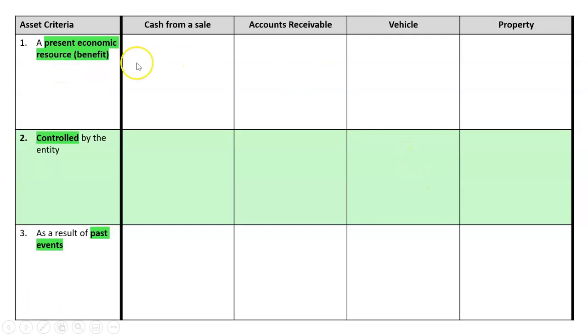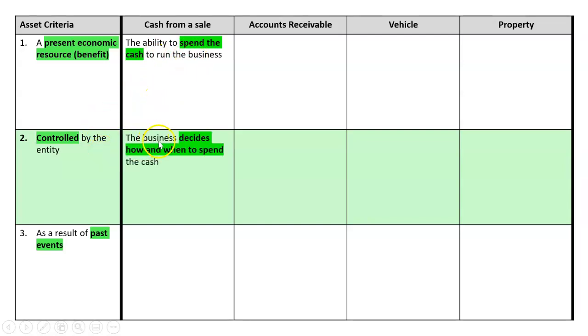What is the present economic resource or benefit from the cash that you got from a sale? Well, it's the ability to spend the cash in the future to run the business. How is cash controlled by the entity? Well, it's the business and only the business who decides how and when to spend that money. If any other party came and took that money, that's theft. That's a crime, okay? We are the ones that can control it. And it was acquired as a result of a past event. What happened? We made a sale and we got cash from that sale. So together, those three parts make cash from a sale an asset.